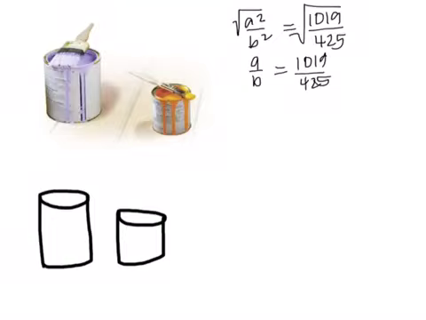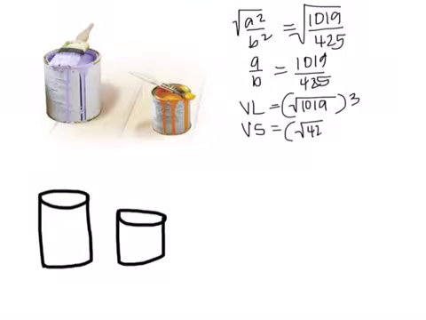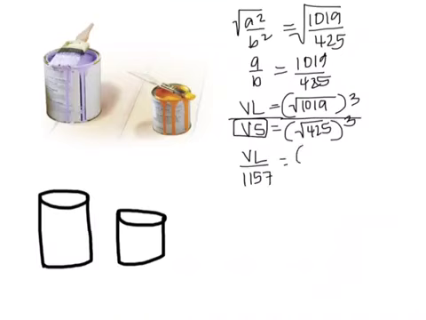Now let's go on to the volumes. So the volume of the larger can is equal to the square root of 1019 cubed over the volume of the smaller can, which is the square root of 425 cubed. But since we already know the volume of the smaller can, we can do this. The volume of the larger can, and the volume of the smaller can was 1157. So we put that over 1157 and equal that to this.